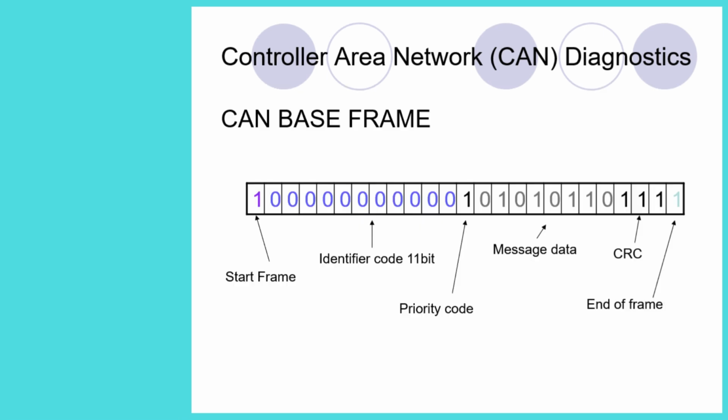This diagram shows a CAN base frame. This shows the typical data present in each CAN word. First is a start frame, then an 11-bit identifier code, next a priority code, which allows important messages to go through first, next the actual message data, a cyclic redundancy check, which is a data integrity check. The message will be rejected if it fails the CRC, and finally an end of frame bit.